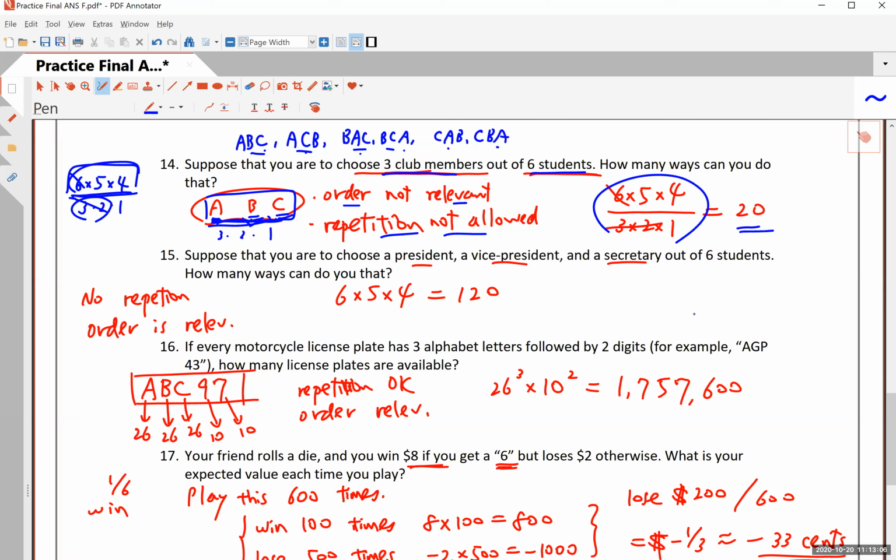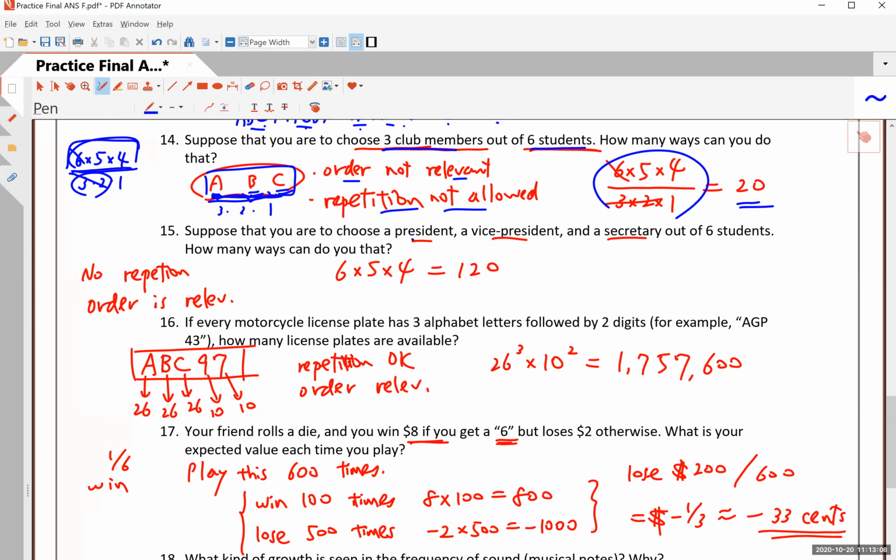Number 15, suppose that you are to choose a president, a vice president, and a secretary out of 6 students. Look at that. This time, you are to pick 3 people out of 6, just like number 14. But the order is clearly important, because if you choose A for the president and B for the vice president and C for the secretary, that would be different from choosing A as the president and C as the vice president and D as the secretary. So the order is now important, relevant.